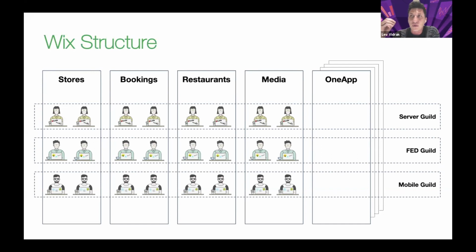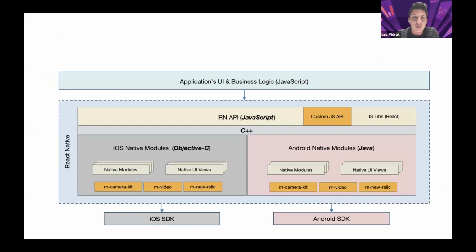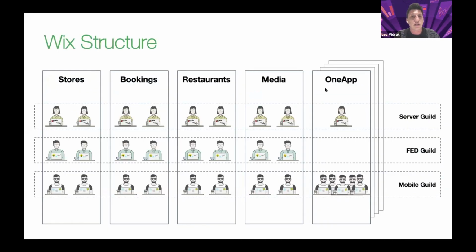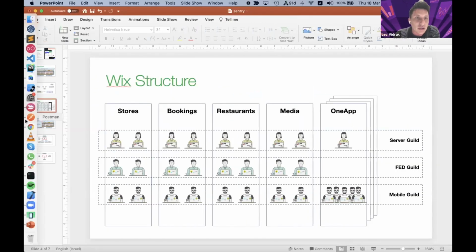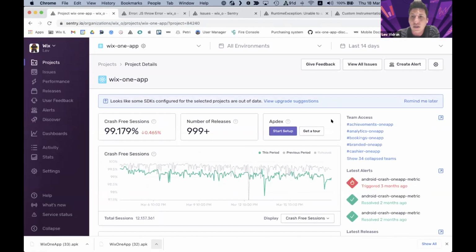So we have lots of mobile developers spread across many, many teams. And when we build our architecture, we build it in such a way that every team will be able to work as independently as possible in their release process, in their testing, in their development process, and also in their monitoring process. And I will jump to Sentry because this is directly related to this.